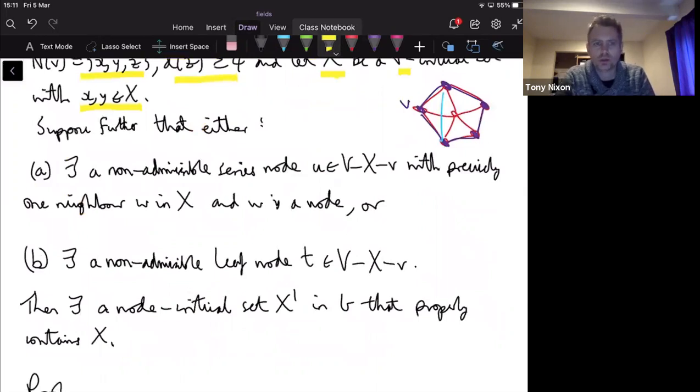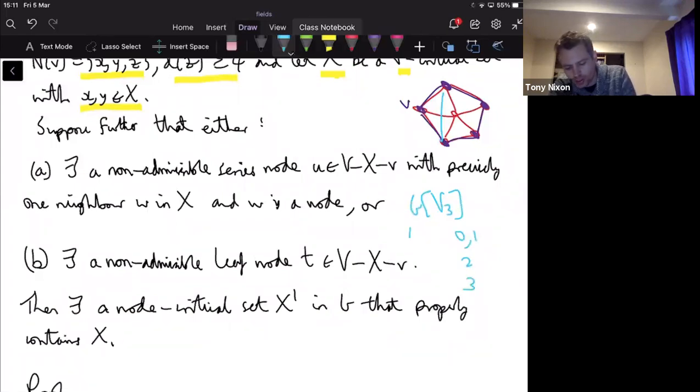The first one is that there's a non-admissible series node. Just to remind you, you take all the vertices of degree 3. In the subgraph induced by them, a vertex could have degree 0 or 1, it could have degree 2, or it could have degree 3. The first case is called leaf node, the second case is called series, and the third case is called branching.